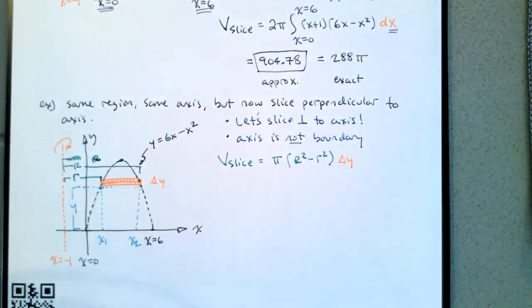So that value of Y corresponds to two different X's. So this is a problem because the function y equals 6x minus x squared is not invertible on the interval from 0 to 6. It's easy to write big R and little r in terms of x1 and x2, but the problem is that there are two of them.